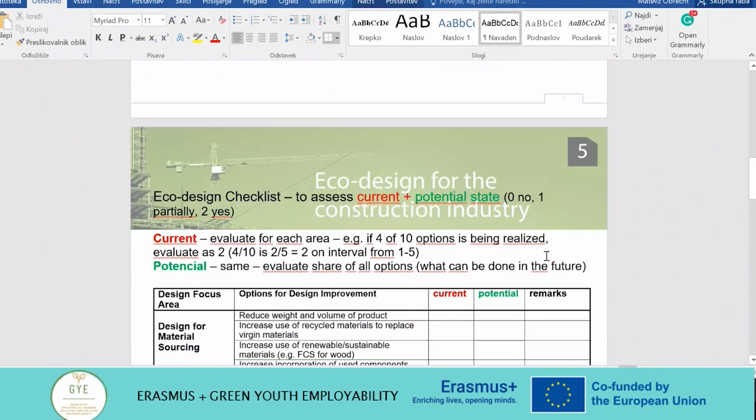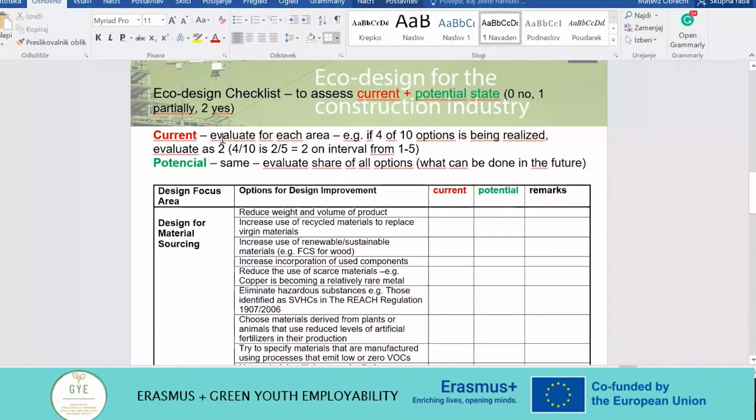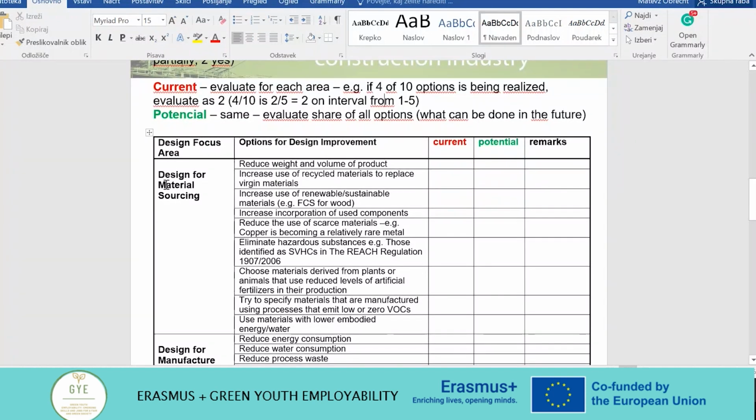But then I recommend you to do this spider diagram by the second part of this document, the eco design checklist. You have it here to assess the current and the potential state. What you should do is start considering, for example, if you have a plastic bottle, are you reducing weight and volume of the product? Currently, we are not doing anything. Is there potential to reduce weight and volume of the product? Of course, there is potential.